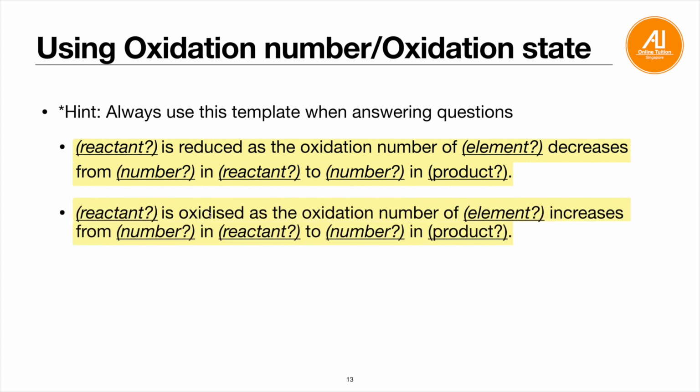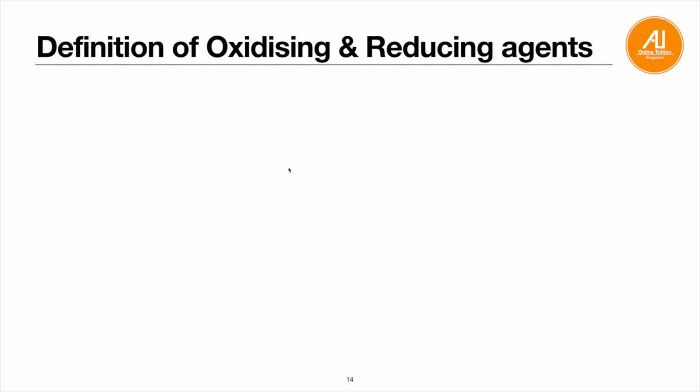The same thing for oxidation: the reactant is oxidized as the oxidation number of which element increases from what number in which reactant to what number in which product. It means from where to where. So this is like a template. Going through the 4 different ways to determine a redox reaction.